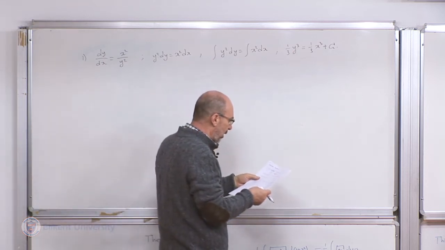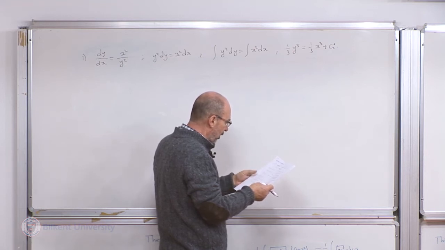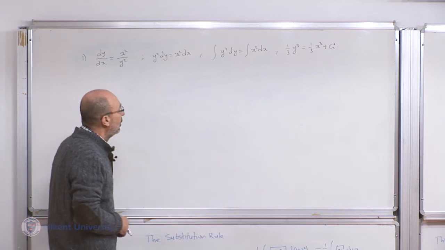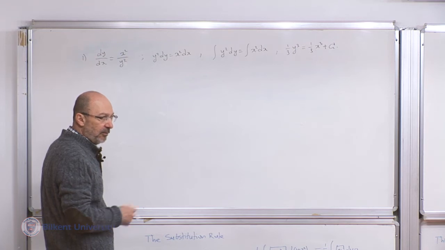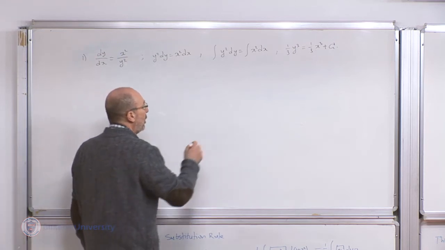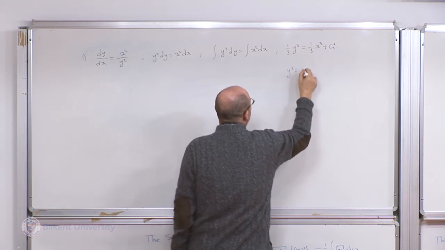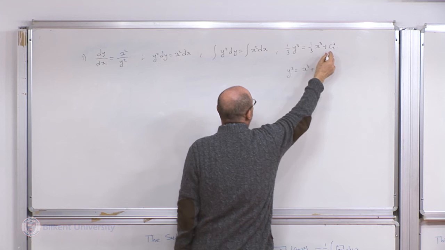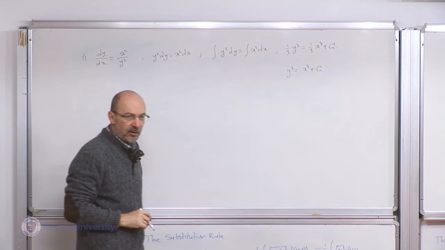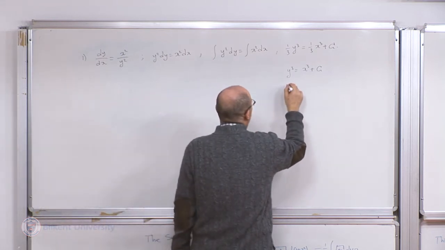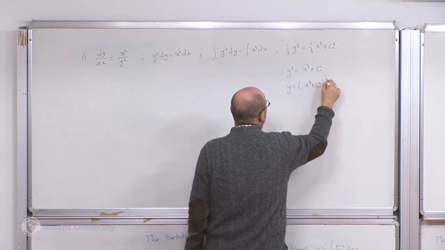Okay, so in this example, here you see we can also explicitly find y if we are interested in real values. Okay, so here y cubed is equal to x cubed plus 3 times an arbitrary constant. 3 times an arbitrary constant is an arbitrary constant. Okay, so y is equal to (x cubed plus c) to the power 1 over 3.